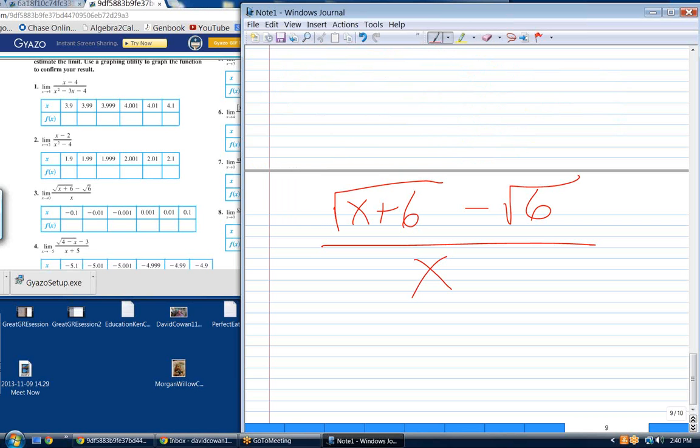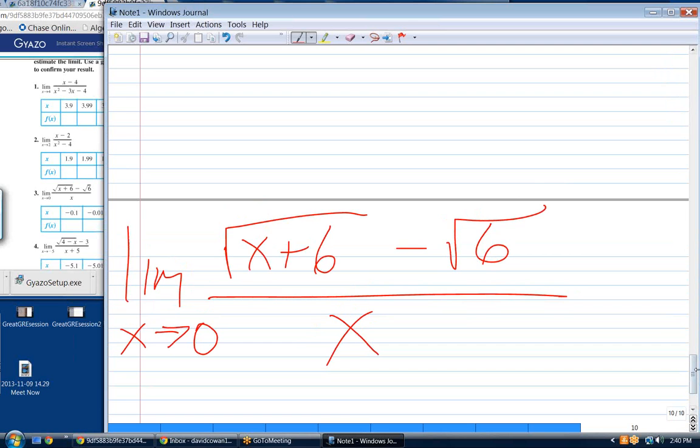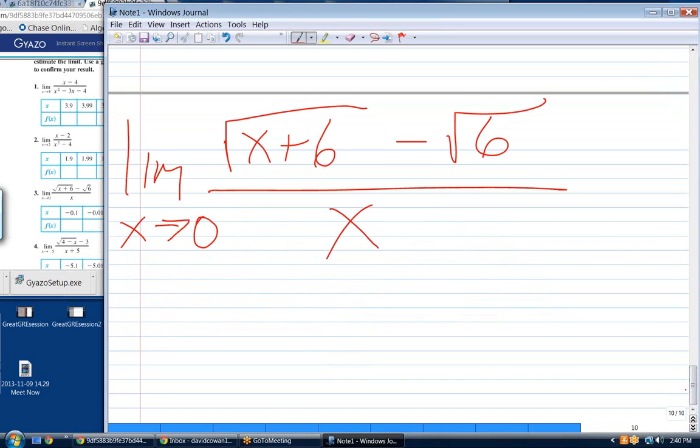But this is a different problem here. We're taking the limit of this as x goes to 0. Notice we're going to have square root of 6 minus square root of 6 on top, 0 on the bottom. So it's 0 over 0. Well, what can we do to this? Because we can't really factor this. In other words, some of these can be solved by factoring, some can't. When you see radical signs, think multiplying by the conjugate.